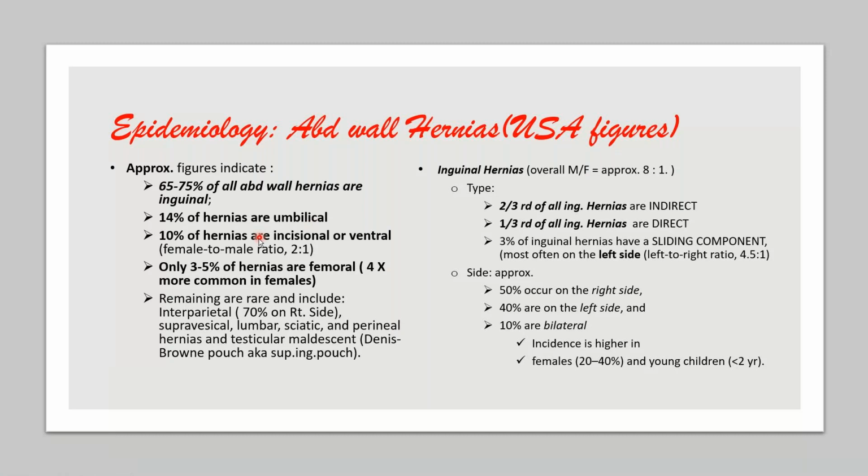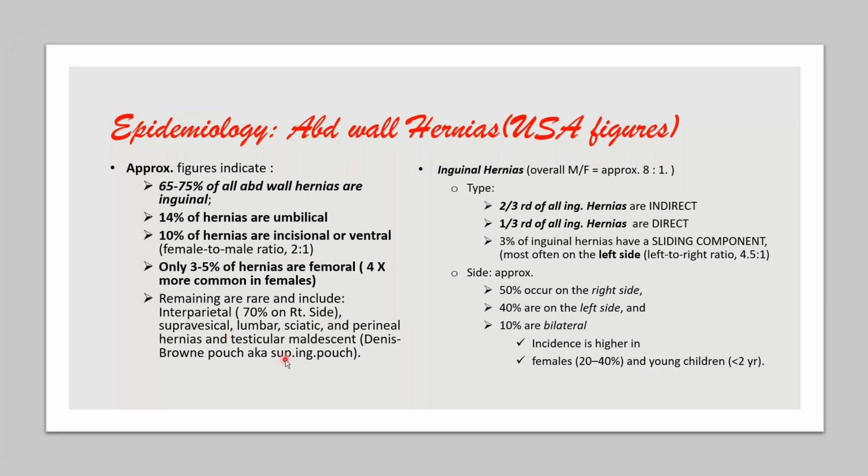10% of hernias are incisional or ventral, and the female to male ratio is 2 to 1. And only 3 to 5% of hernias are femoral. The remaining, when you add these up, makes about less than 5%, even less than that. They are rare and they can include interparietal, like for example, spigelian hernia is an interparietal hernia. You could have supravesical, you could have lumbar, sciatic, perineal, and so on and so forth.